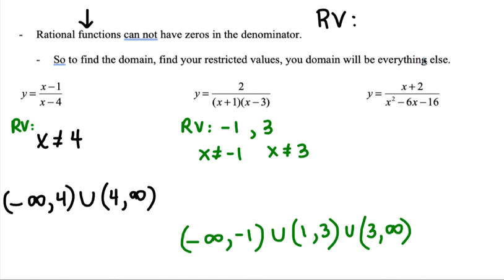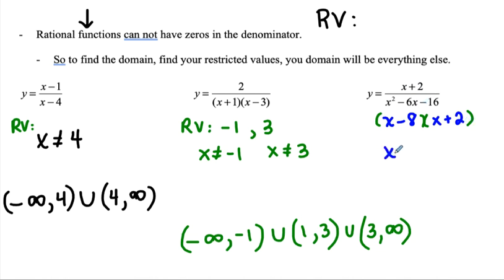All right, last one. Let's look at this one. How am I going to find the restricted values here? Well, hopefully you see it's quadratic. In order to find those restricted values, I have to factor it, okay? So I'm going to do that. I'm going to factor the denominator. So I'm looking for the values that multiply to -16, that add to -6. Hopefully you're seeing that would be -8 and +2. Those multiply to a -16 but add to a -6.